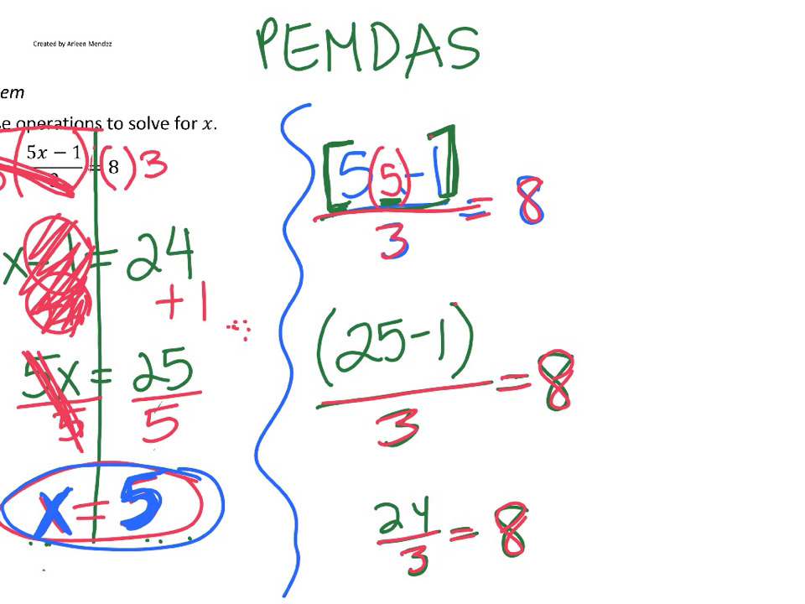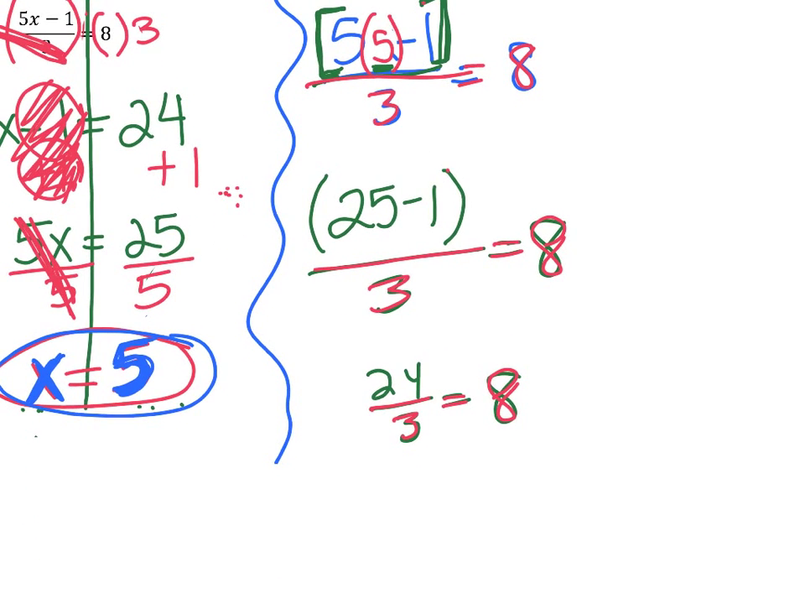Okay, so now let's check to see if we have a true statement. Is it true that 24 divided by 3 equals 8? Yes, that is true. So this is just us checking our answer. Let's go ahead and look at the next problem.